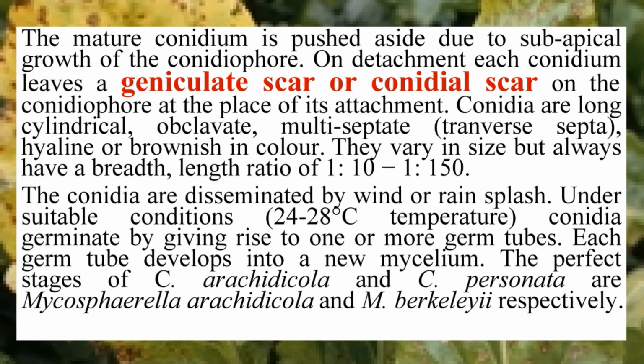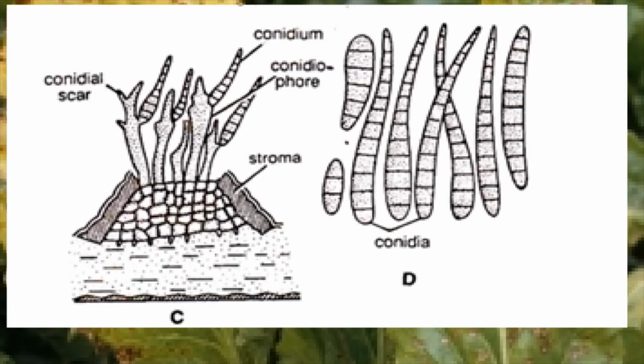The conidia germinate whenever moisture is available. They are disseminated by wind or rain splashes. Conidia germinate, they produce a germ tube, and it develops into a new mycelium inside the host plant. The perfect stages of both arachidicola and personata are known. They are called by different names.